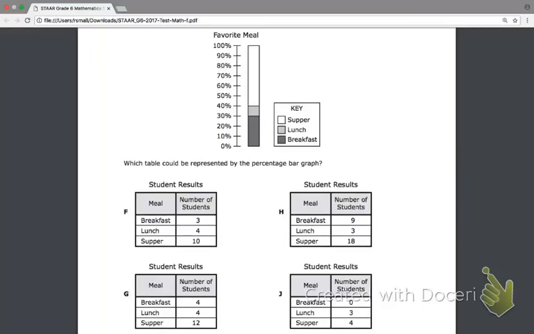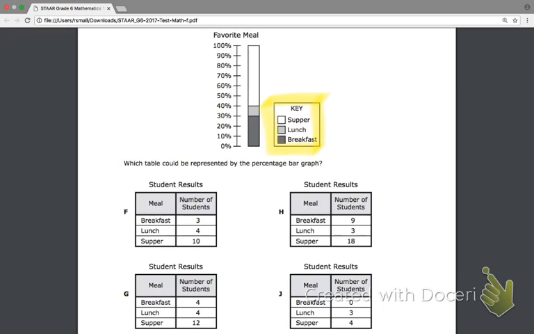All right, so number 4. Number 4 shows us how many percentage of kids said their favorite meal. So I look at my bar graph and I see it's out of 100% and I see 3 different colors. So I look at my key right here and see that supper is white, supper is also dinner, lunch is gray, and breakfast is dark gray.